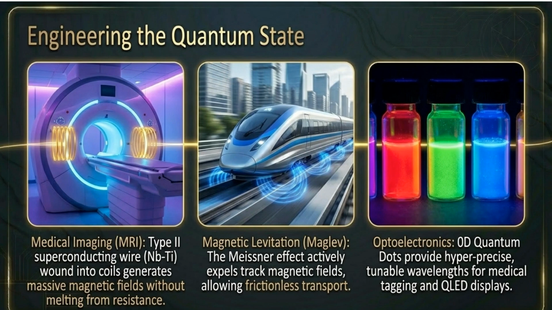Type 2 superconducting wires are used in MRI to generate massive magnetic fields. The Meissner Effect is applied in maglev trains for frictionless transport. Quantum dots provide hyper-precise, tunable wavelengths for medical tagging and QLED displays.